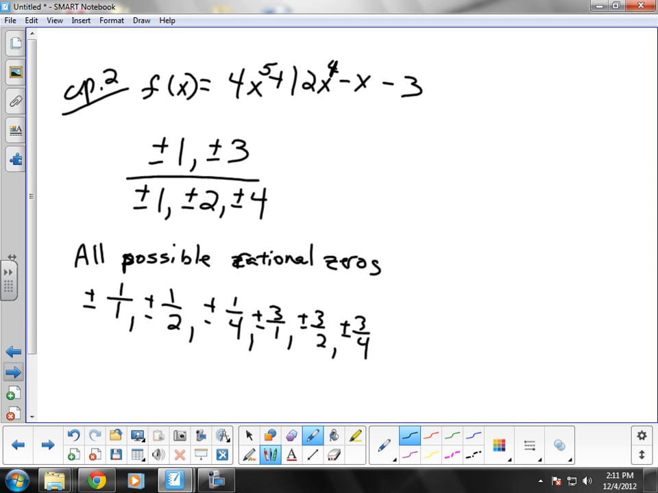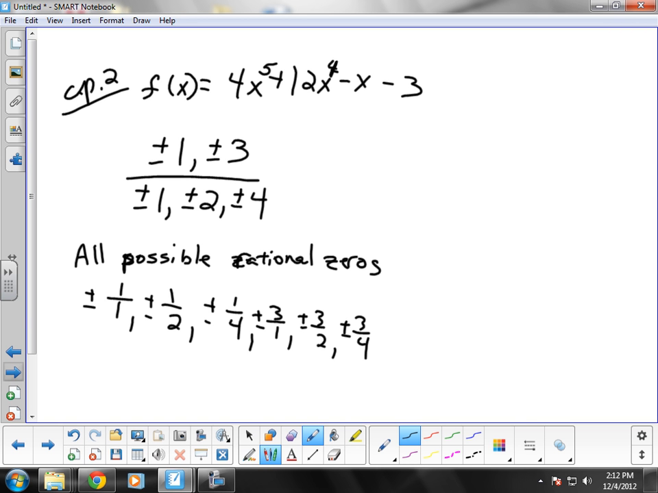So see, I took the 1 with the 1, the 1 with the 2, and the 1 with the 4. And I took the 3 with the 1, the 3 with the 2, and the 3 with the 4. That's my answer. Those are all the possible rational zeros. There are no others. There may be other zeros, but they'll either be irrational or complex numbers with an imaginary number part. Any questions about that?